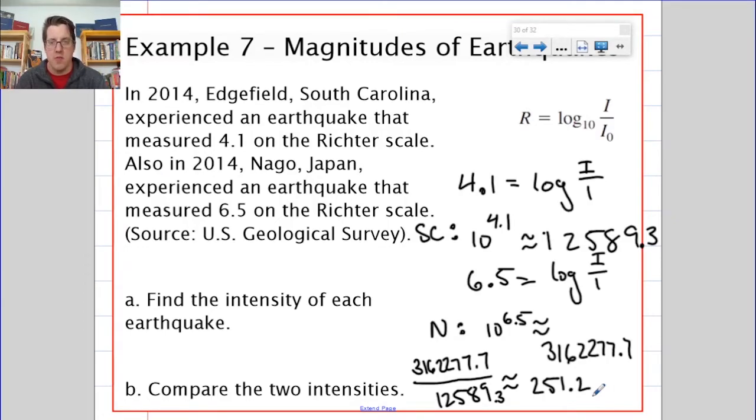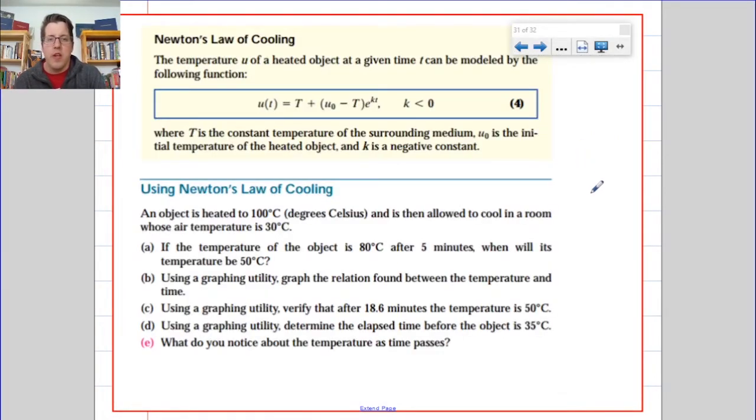If you were to take the log of that number, well, don't let me ruin it for you. Take the log of that number. You would get about 2.4, which is the difference between those two numbers on the Richter scale. So the comparative intensity of Nago compared to South Carolina is 10 raised to the 2.4 power, or the difference between the two intensities.